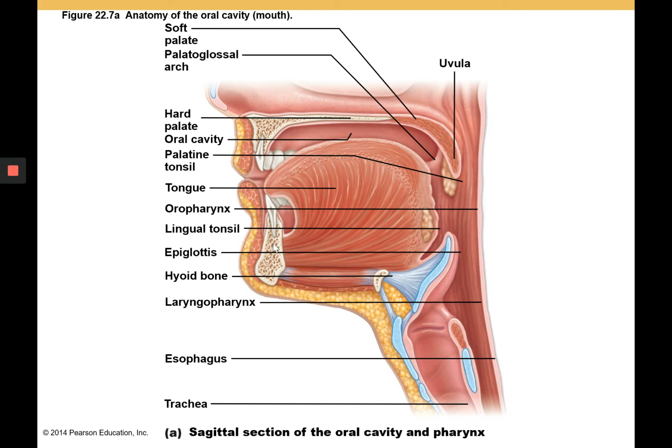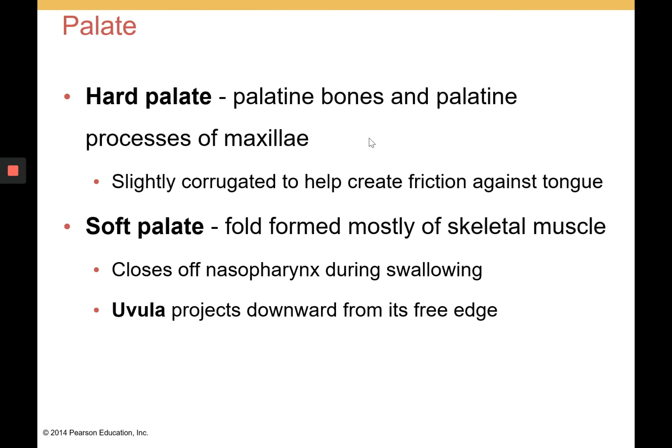We can see here the hard palate and the soft palate. We have the oral orifice, skeletal muscle of the tongue, and we find the tongue inside the oral cavity, so it's going to be between the teeth and the cheeks. And if we go back, we can see the definitions of the hard palate and the soft palate. The hard palate is made up of bone, and the soft palate is made up of skeletal muscle. The end of the soft palate contains the uvula, which projects downward from its free edge into the pharynx.